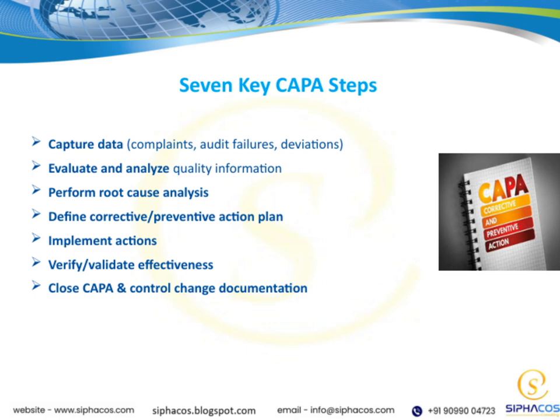But our work doesn't end there. It's vital to verify and validate that our actions are actually working and achieving the desired results. Finally, we close the CAPA by documenting everything thoroughly. This includes all the actions taken and the outcomes, ensuring that the process is well controlled and transparent. These steps are interconnected and form a continuous cycle of improvement, helping us uphold high-quality standards across our operations.